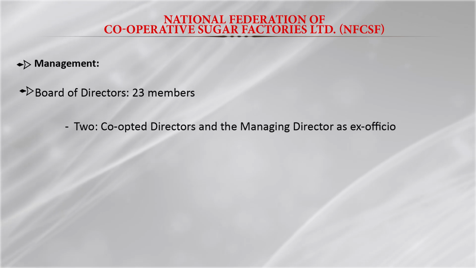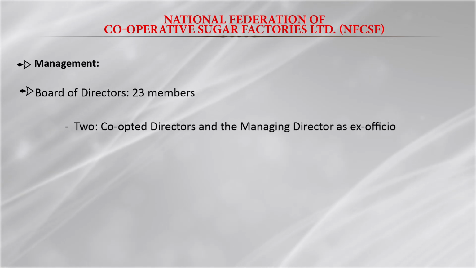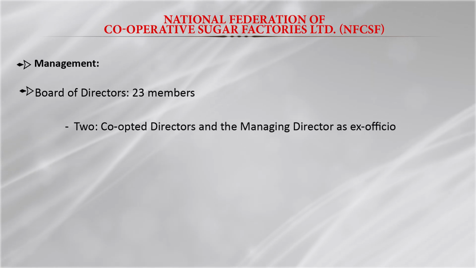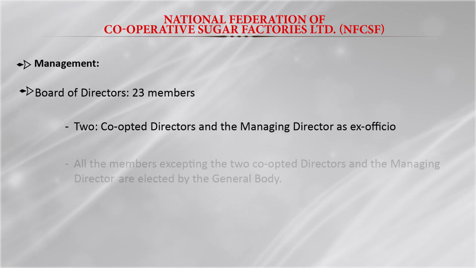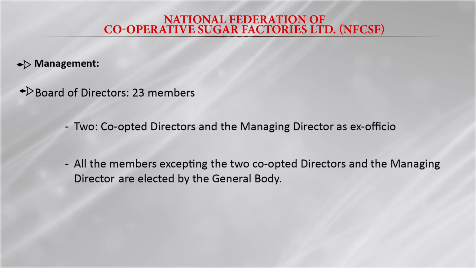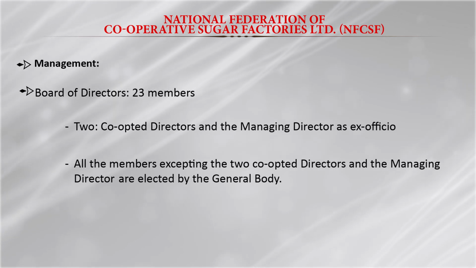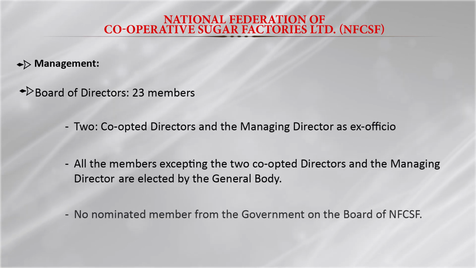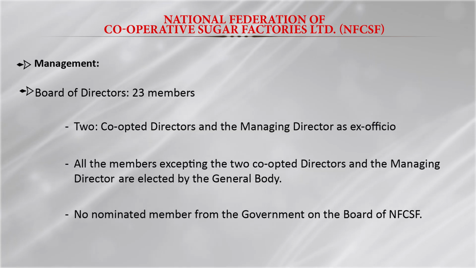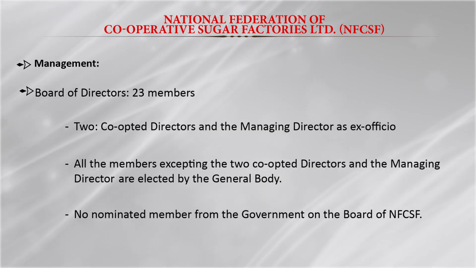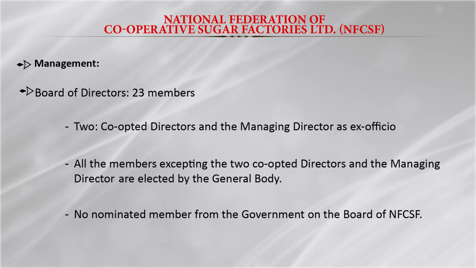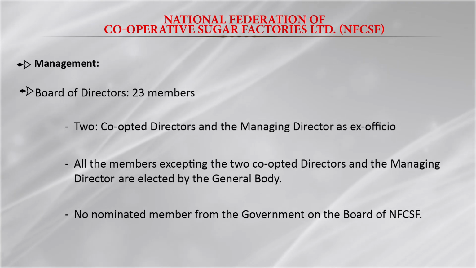Two are co-opted as directors and managing directors, ex officio members. Then all the members, excepting these two co-opted members, are elected by the general body, and there is no nomination from the Government of India on the board of the National Federation of Cooperative Sugar Limited in the country.